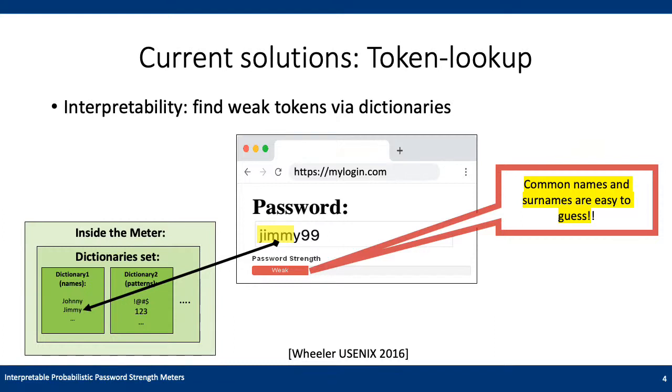For instance, a common choice is using handcrafted dictionaries of tokens to detect and notify weak tokens in the user's passwords. Here, the meter contains various dictionaries divided by semantic. For instance, we can have a dictionary of first names or a dictionary of keyboard patterns and so on. When the user composes a password that contains a weak token, the meter produces a textual message tailored for the specific matching dictionary, explaining why the token should be avoided in the password.